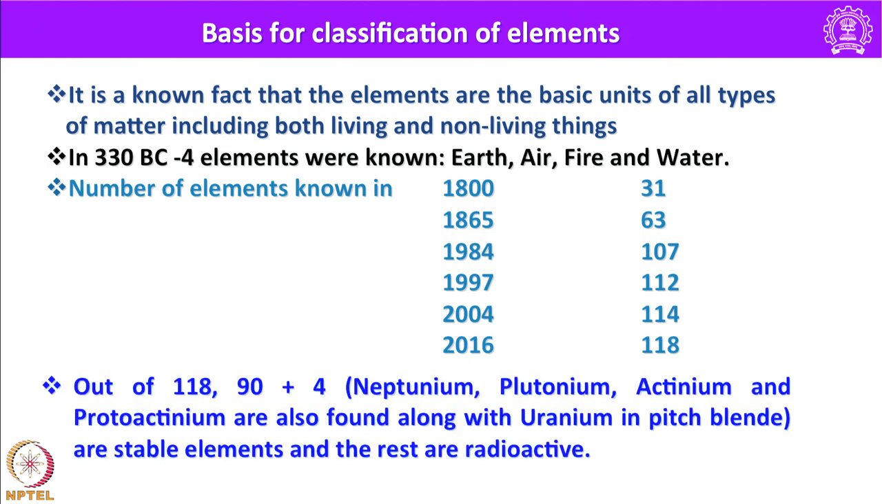Out of these 118 elements, 90 elements plus another 4 elements, such as neptunium, plutonium, actinium and protactinium, are also found along with uranium as trace elements in pitchblende. So, 90 plus these 4, that is 94 elements, are essentially naturally occurring elements, and the remaining 24 elements are radioactive or man-made elements.